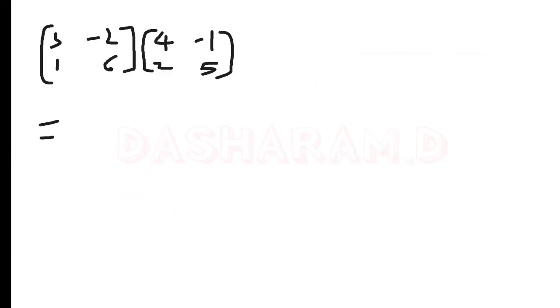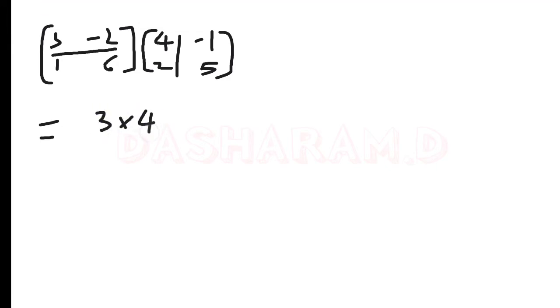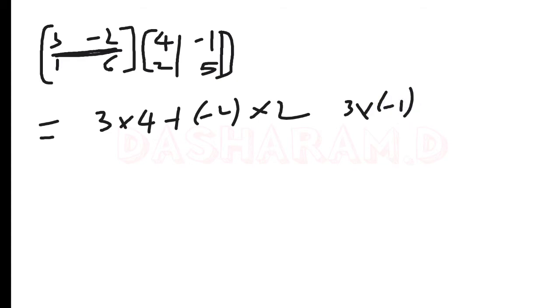See here, observe carefully, first row first column, so 3 into 4 plus minus 2 into 2. Okay, next same first row but second column, so 3 into minus 1 plus minus 2 into 5. So first row first column and first row second column are completed. Next, second row first column. Now I am preparing the new row here, because we are starting with the new row.